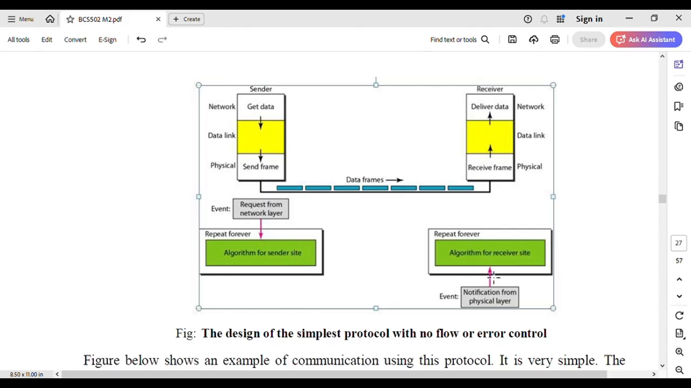And similarly, with respect to the receiver, we have the event. What is that event? Notification from the physical layer. So from the physical layer we should get intimation. Then what is the action to be performed? The algorithm for the receiver side. So this is the design of the simplest protocol.